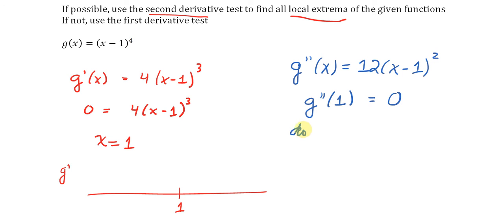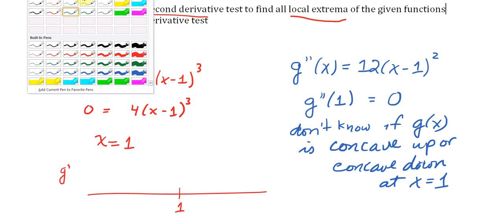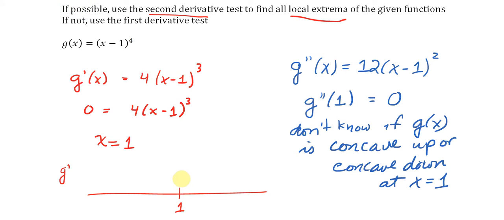We don't know if g is concave up or concave down at x equals 1. So the second derivative test does not work in this case. Well, so what are we to do except to return to the first derivative test? And now we can just plug in some numbers and check it out.